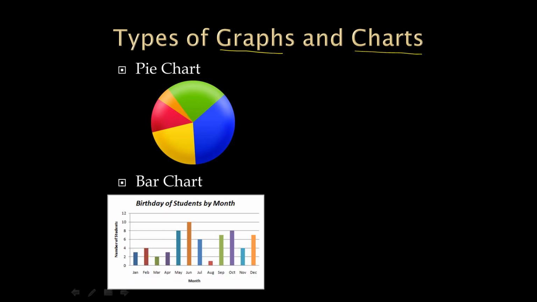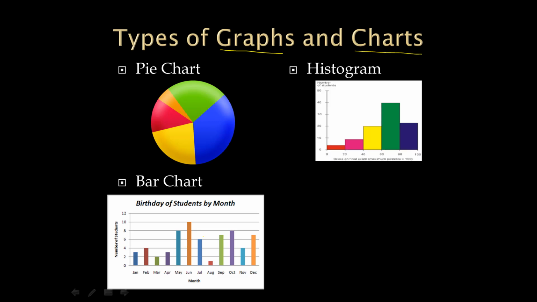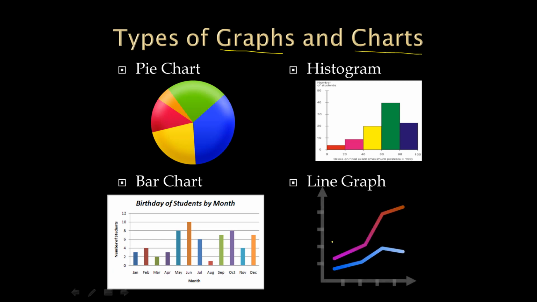A bar chart is where categories are represented as rectangles, and the height of that rectangle represents the amount of that category. A related thing to that is a histogram. A histogram is a graph where the area of the bar represents the frequency of a variable. And a line graph shows the changes in a dependent variable as time goes along, and they're connected with line segments.